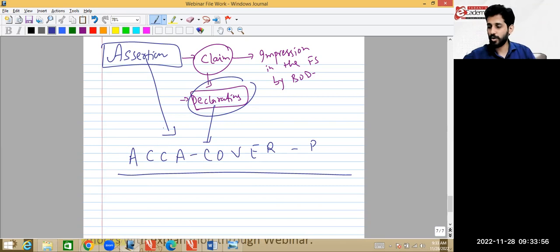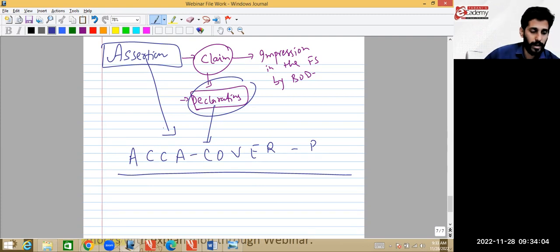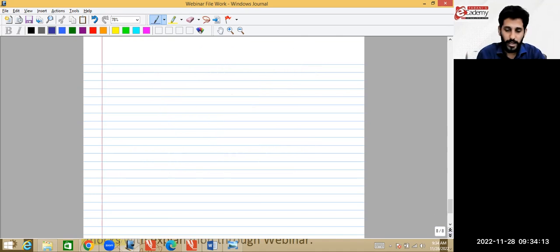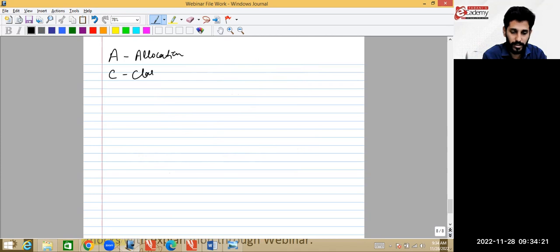All right. So now the point to be noted is that these are the crucial and important topics, and we need to have a very good understanding of these topics, right? ACCA cover P. Now let's come on to ACCA. A for allocation and C for classification. Now it is allocation and classification.